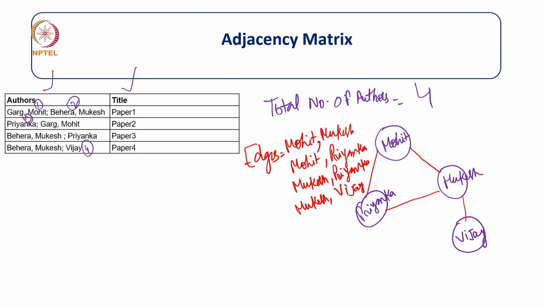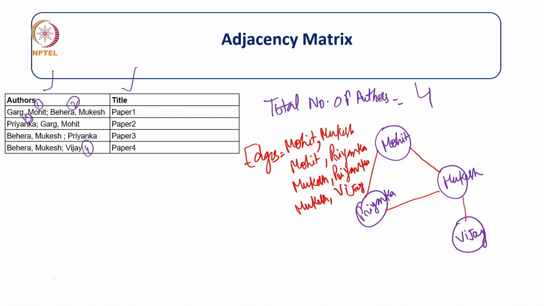Okay. So in an undirected graph, if you say Mohit and Mukesh or Mukesh and Mohit, both are the same. So if I'm saying that for Mohit and Mukesh there is an edge, and then I say Mukesh comma Mohit, for this undirected graph it is the same. Okay. So we are showing that there is a mutual relationship. So both have contributed the paper. Okay. So from this we can create the adjacency matrix.